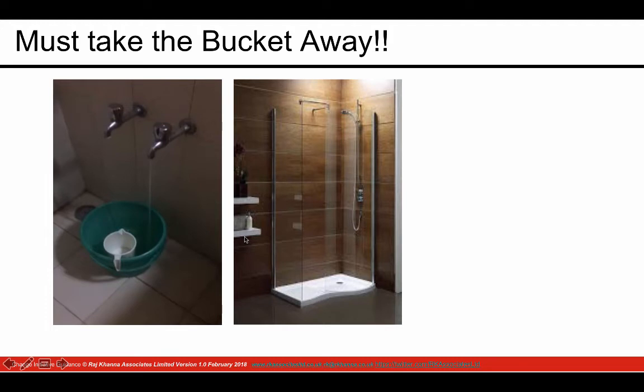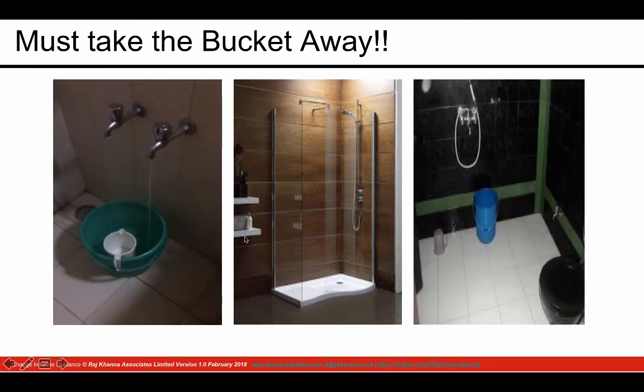The challenge is we need to learn to take the bucket away. Because while the bucket is still in place, people will not change. And there will probably be a tendency to drop the shower head in the bucket and bathe the same way.